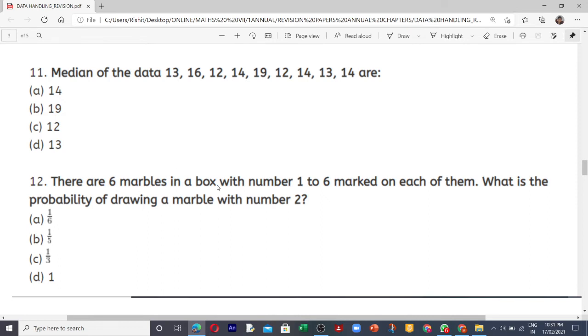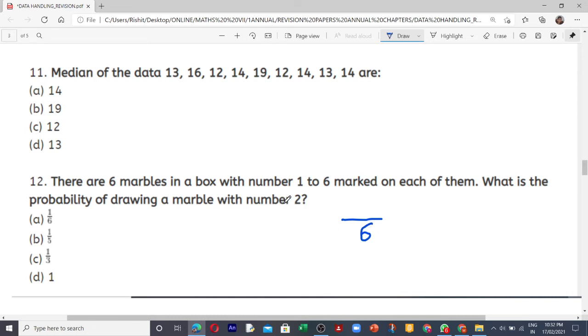There are 6 marbles in a box numbered 1 to 6. In one marble 1 is printed, in another marble 2 is printed, in another marble 3 is printed. In this way 1 to 6 were marked. What is the probability of drawing a marble with 2? So total how many? This is not for you, let me tell you the answer. Total were 6.